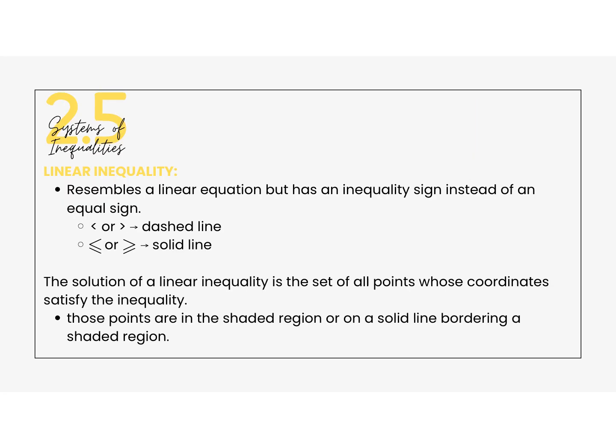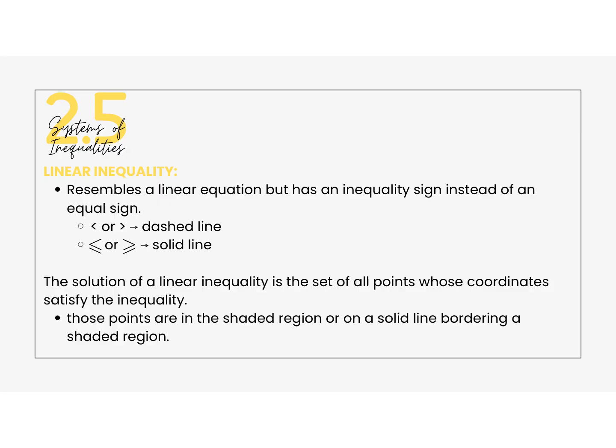So a linear inequality resembles a linear equation. They just have an inequality sign instead of an equal sign. If we see strictly less than or greater than, we use a dashed line to graph. And if we see less than or equal to, greater than or equal to, with that line underneath, then we're going to use a solid line to graph.